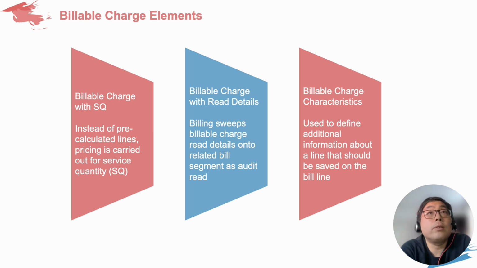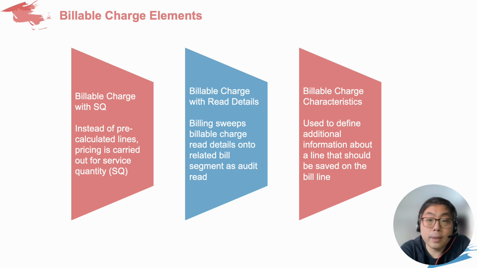The last one is the billable charge line characteristics. Billable charge line characteristics are used to define additional information about the line. Similar to the bill calculation, which we will be talking about further when we discuss the rates, rate schedule, etc., it is saved as a part of a bill line.